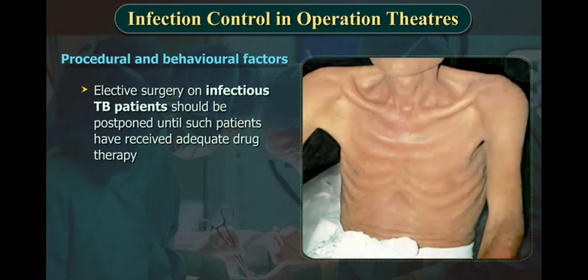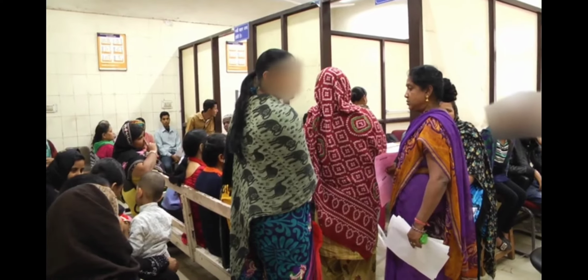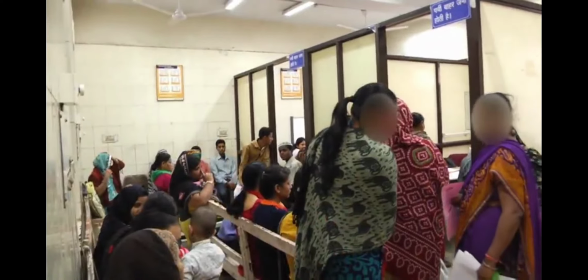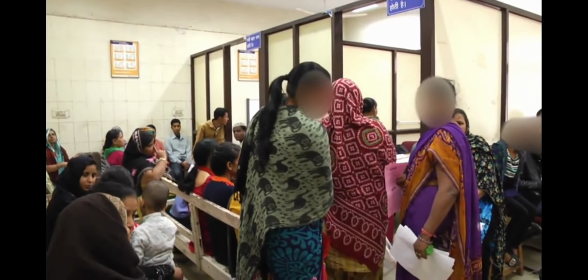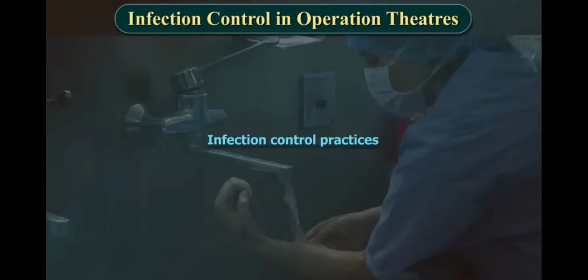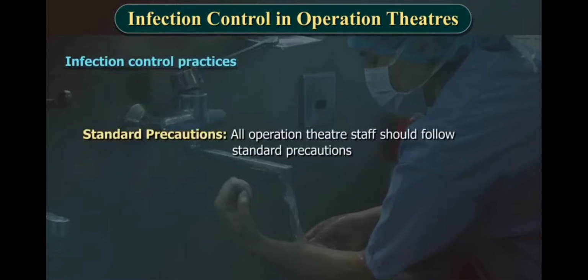Elective surgery on infectious TB patients should be postponed until such patients have received adequate drug therapy. When emergency surgery is indicated for a suspected or diagnosed infectious TB patient, taking specific infection control measures is prudent. Infection control practices. Standard precautions. All operation theatre staff should follow standard precautions.